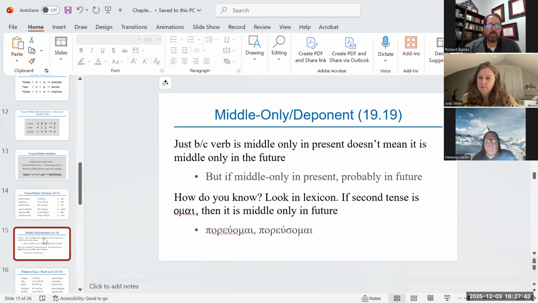If you remember from last lecture, we talked about the middle only or the deponent verbs. These are verbs that appear in just the middle form. We call them deponent or middle only. One of the things that he points out, if you want to look in section 19.19, this really has more to do with looking in the lexicon. It doesn't really have a ton to do with translation, but it does. But I think that you'll get through it if you don't master this. But what he points out is if you have a verb that is middle only in the present, that doesn't mean it's middle only in the future. But it probably is. How do you know? You look in the lexicon. Remember that list I gave you of those words that appear in the lexicon? If the second tense ends in omai, that means you're dealing with a middle only or a deponent.